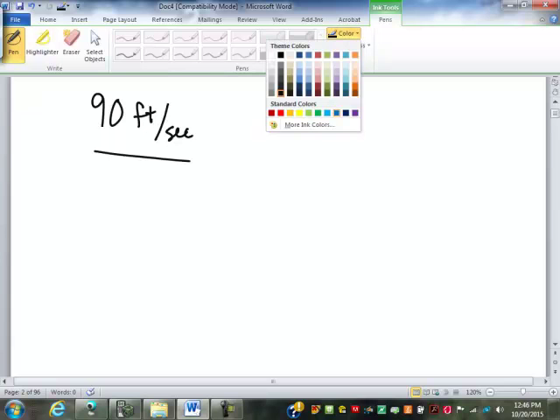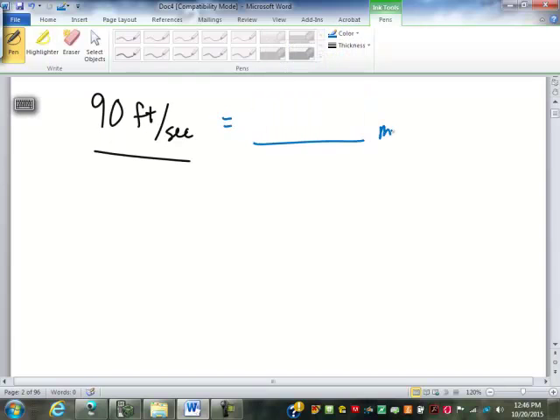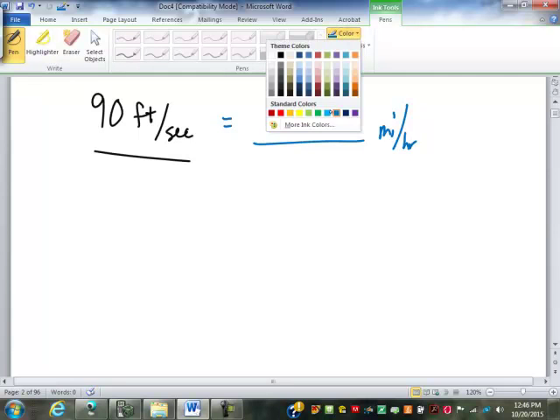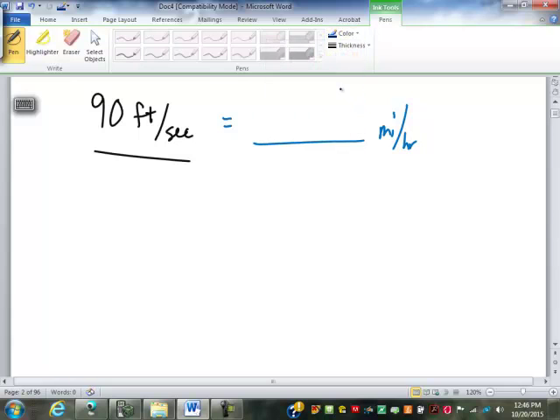Well, what are we used to seeing speed in? Miles per hour. So let's convert this into miles per hour. Normally when we did unit conversions, our first step was to make it a fraction by putting it over 1. Well, this is already kind of a fraction because it's got that fraction in the rate, feet per second. That is 90 feet per 1 second. So it's already a fraction. We just have to add that 1 in there for our calculations. And now we have to change both the feet into miles and the seconds into hours.